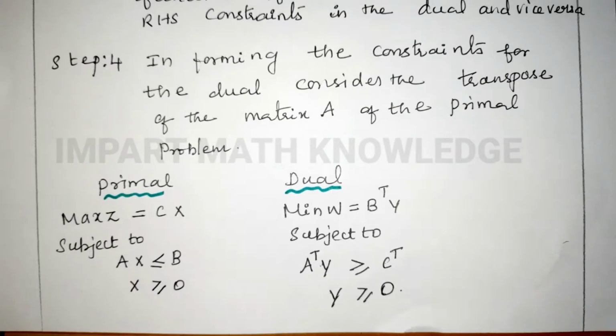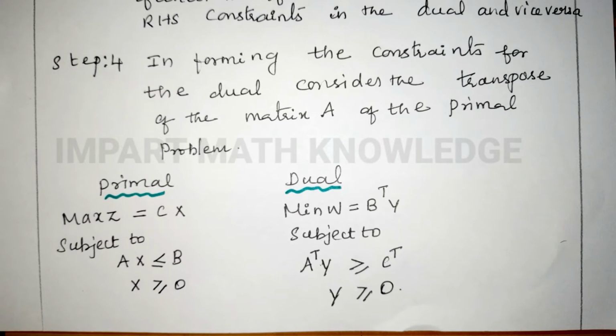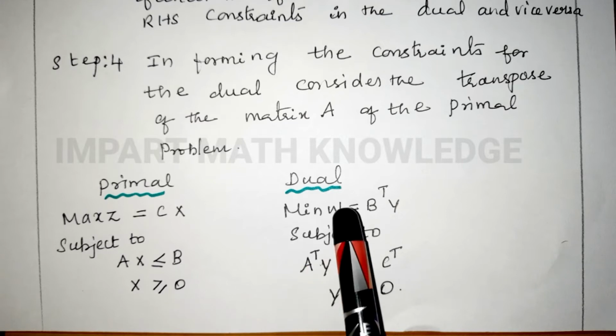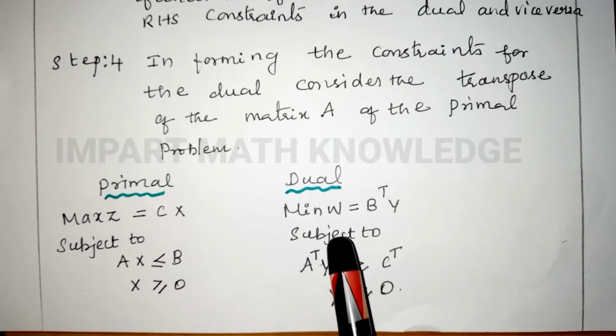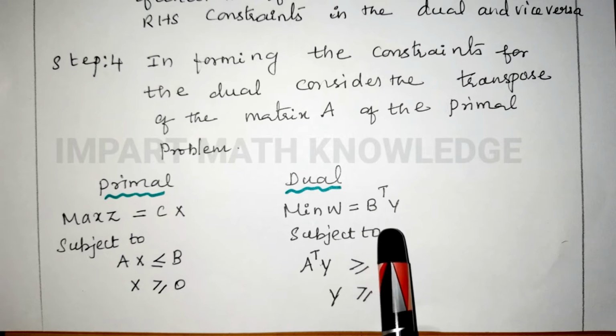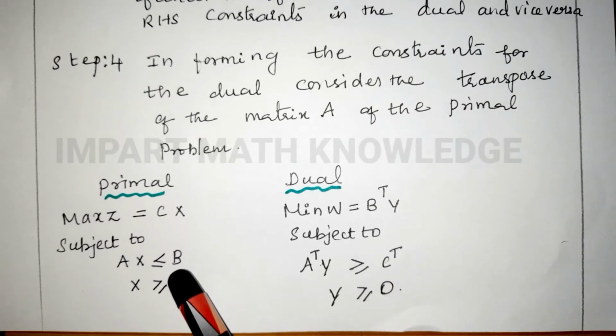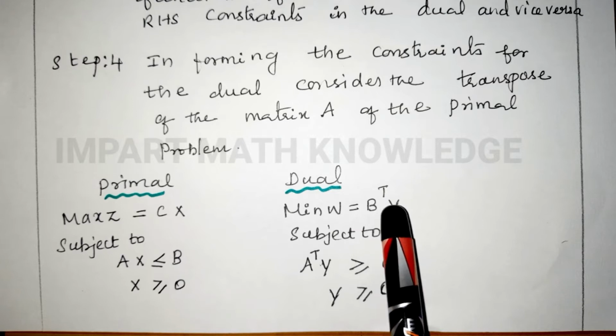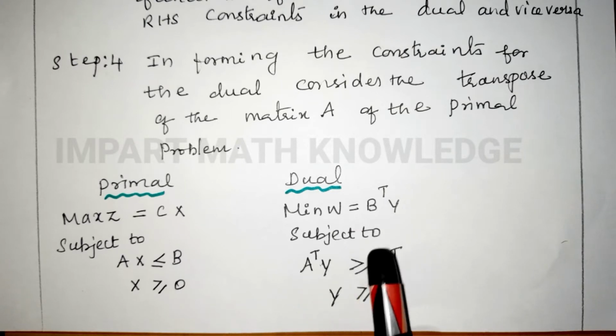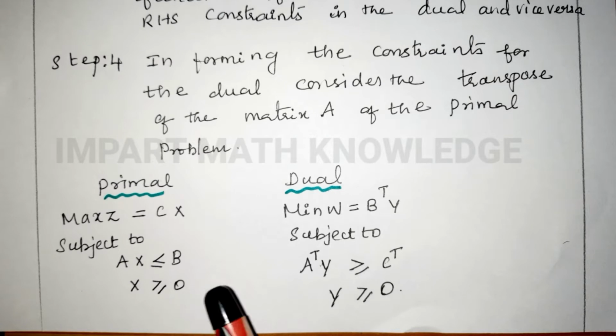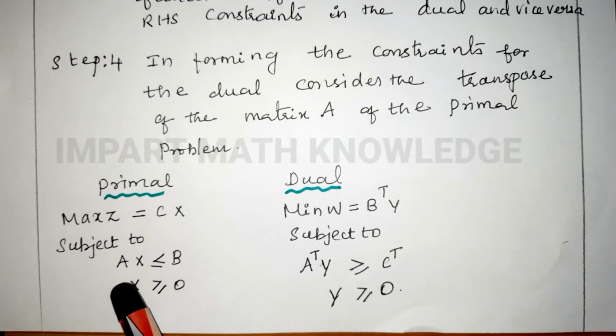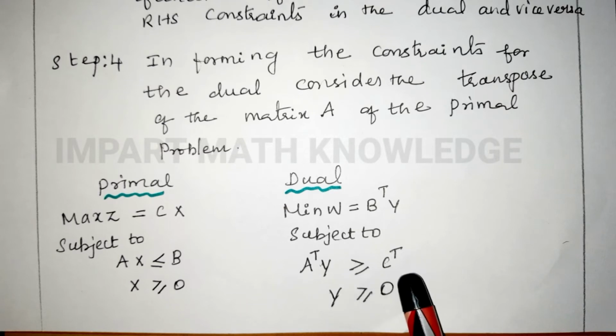The matrix form of the primal problem is maximize Z equals Cx subject to the condition Ax less than or equal to B, where x greater than or equal to 0. The dual problem is minimize W equals B transpose Y. B is nothing but the right hand side constants. We have to take the transpose in the objective function, subject to A transpose Y greater than or equal to C transpose.